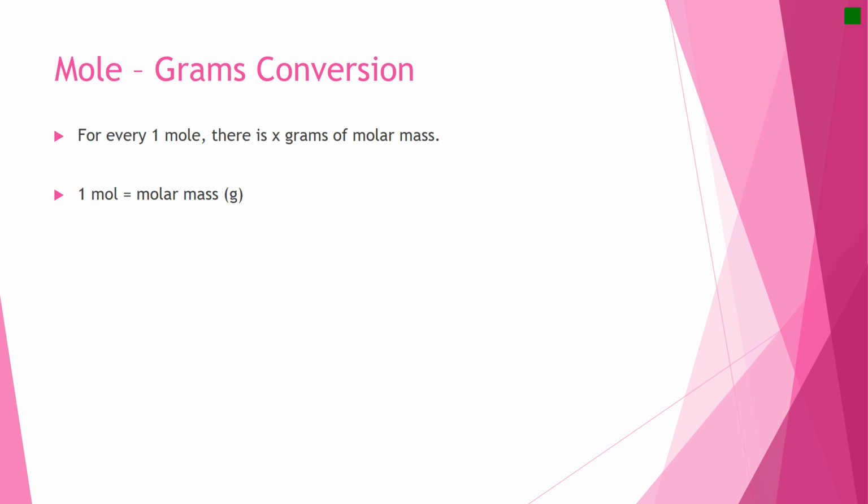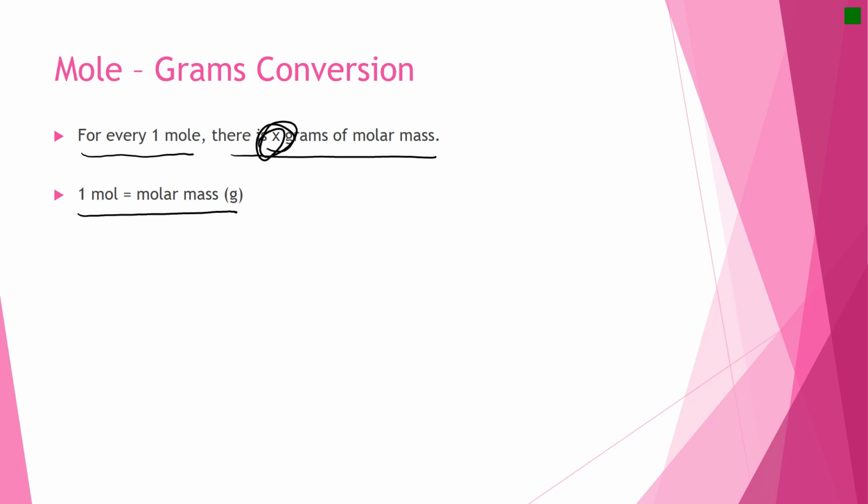All right, what's really cool is that we're going to be using this molar mass conversion. So typically I'll ask you what the molar mass is, but you're not actually going to use that directly. That's only part of the problem. What you're going to do is use the conversion that for every 1 mole, there's X amount of grams of the molar mass. And this changes depending on what element, compound, or molecule you are talking about. So the conversion that you're going to use is 1 mole is equal to the molar mass in grams.